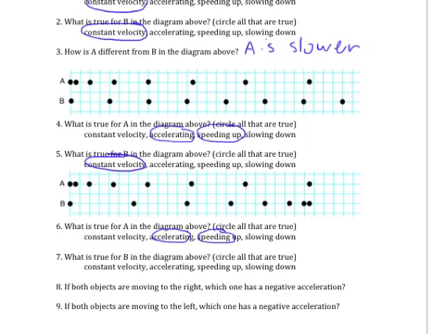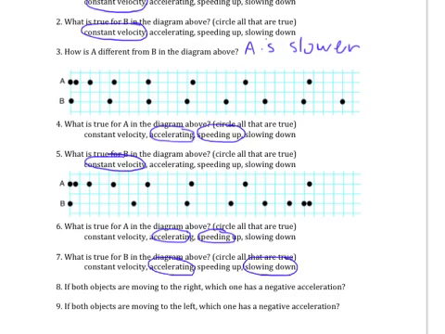But if we look at B in this case, it starts off going a great distance, and each second it goes less and less distance. So therefore it's slowing down. So it is accelerating. Accelerating doesn't just mean to speed up, it means to change your velocity, and it's slowing down. Now if both objects move to the right, which one has a negative acceleration?